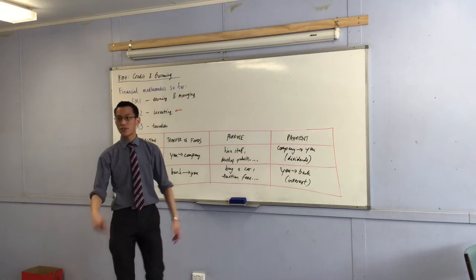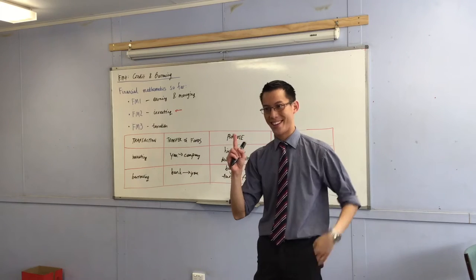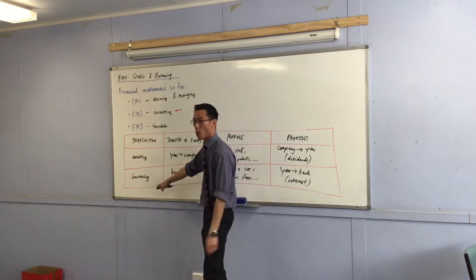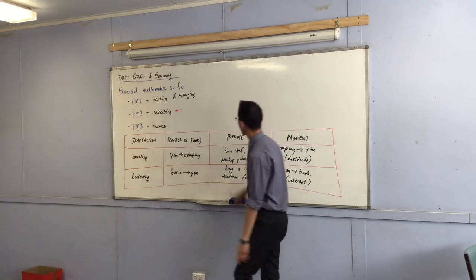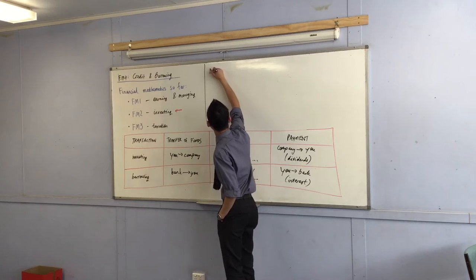So the first example is very, very gentle. Why don't you open up to exercise 1A? And the first thing to look at is the most simple kind of borrowing you can do, which is what they call a flat rate loan.